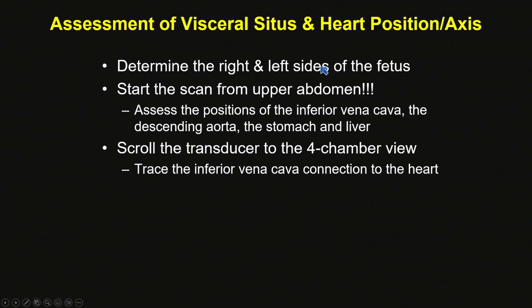So the first thing you should always be doing, I think, when you do a scan, is determine what's right and left of the fetus. Then you start with a scan from the upper abdomen, assess the position of the inferior vena cava, descending aorta, the stomach and the liver. Then you scroll up the transducer to the four-chamber view, and trace the inferior vena cava to make sure it's connected properly to the right atrium.